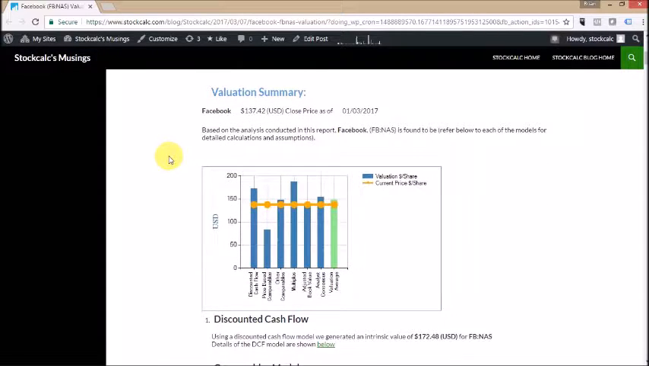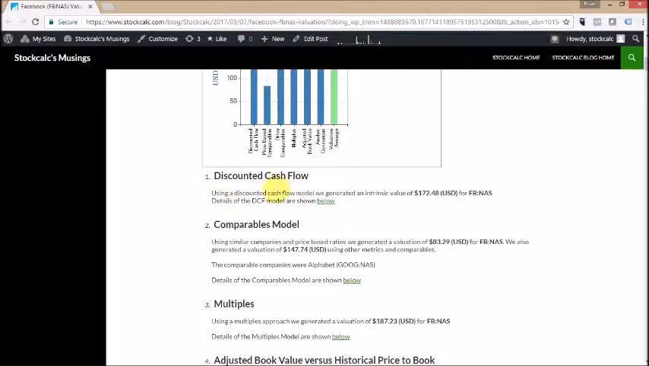The report starts with a valuation summary, so you can actually see 6 valuation models or points that we use in analyzing the company. The first is a discounted cash flow analysis. I'll go through the details of that in a bit.